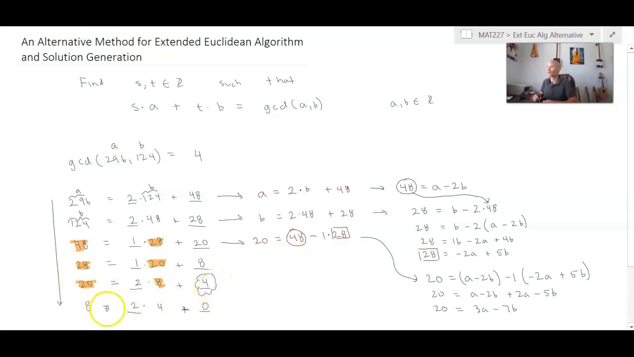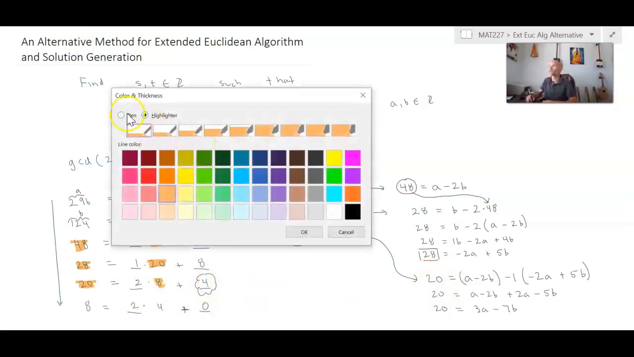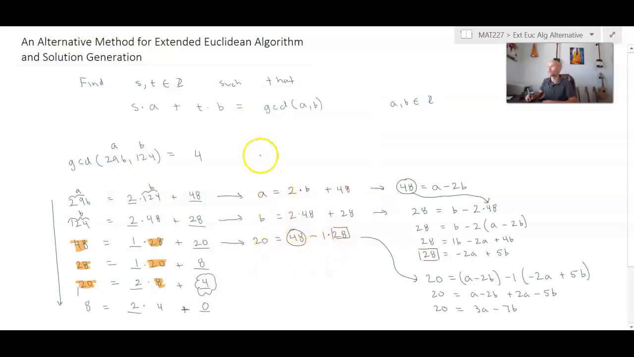We don't need to go on to this last line because that will already give us some combination of A and B equals 4, right? Because when we solve for 4 in this line here, we'll get 4 equals, and that's exactly what we're hunting for. So this just makes it a lot easier, I think, to keep things organized. So let's move to the next line.